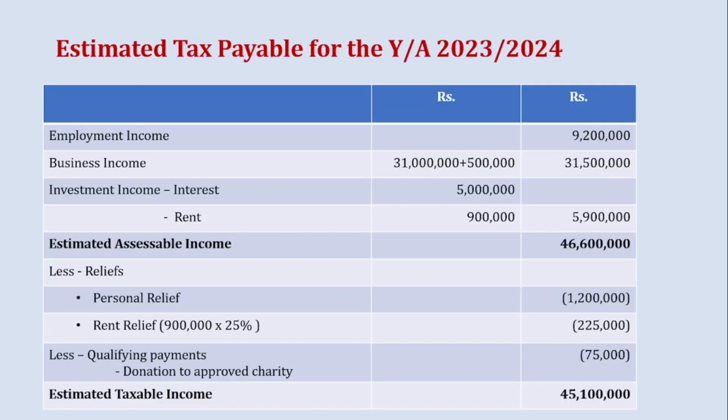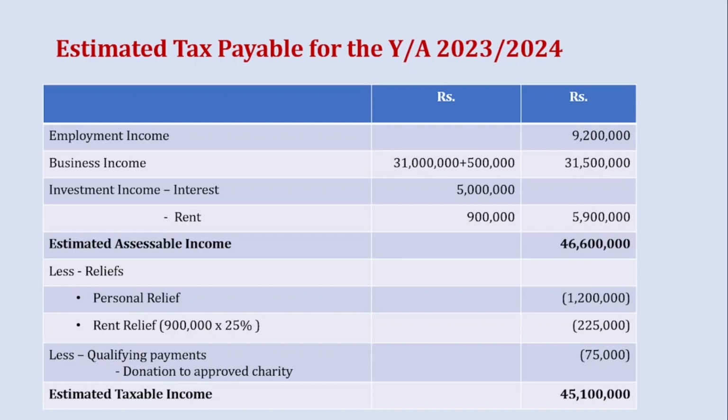Now we are going to calculate the estimated assessable income and estimated taxable income. Employment income from the primary employment is 9.2 million, and business income is 31,500,000. Investment income from interest is 5 million, and rent income is 900,000. Total investment income is 5.9 million. Total estimated assessable income is 46,600,000. From that amount, Dr. Vasumati can deduct reliefs and qualifying payments.